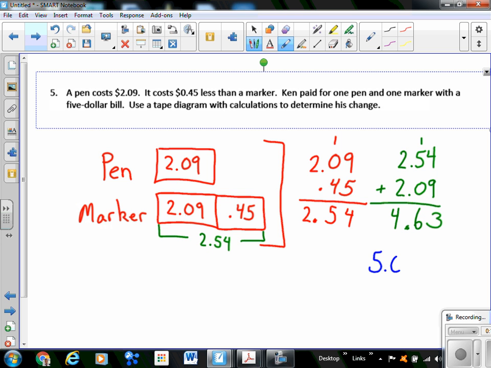We want to know how much money from a $5 bill. So if I have $5 and I spend $4.63, the way that we do this is as follows. Need to borrow. This becomes a 10. Then I need to borrow again, make it a 9, and this becomes a 10. 10 minus 3 is 7. 9 minus 6 is 3. Means he's left with 37 cents change.